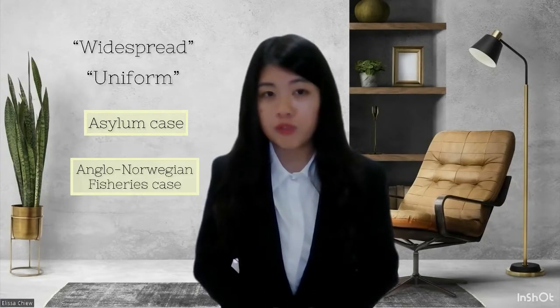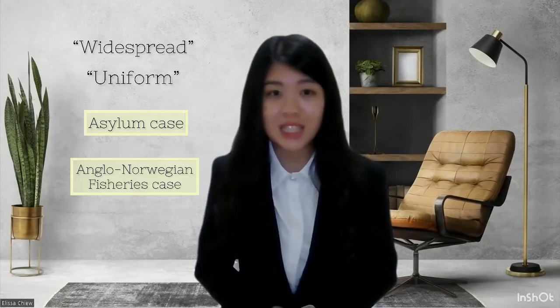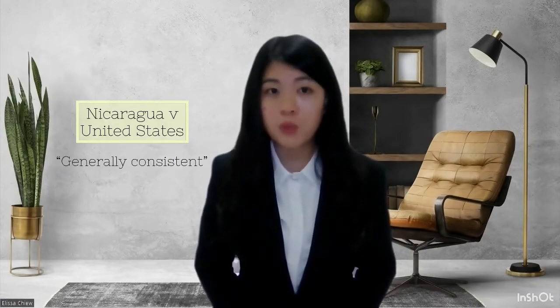Similarly, in the Anglo-Norwegian Fisheries case, the ICJ dismissed the UK's claim of custom in defining the baseline for measuring territorial sea, as the practice by the states was not uniform. As the law requires a certain degree of uniformity, this poses the question of how uniformity should be measured. Although in the North Sea Continental Shelf cases, the ICJ remarked that state practice must be both extensive and virtually uniform, the court later in Nicaragua v. United States mentioned that it would be sufficient so long as the state practice is generally consistent. It does not need to be in absolute rigorous conformity with the customary rule.